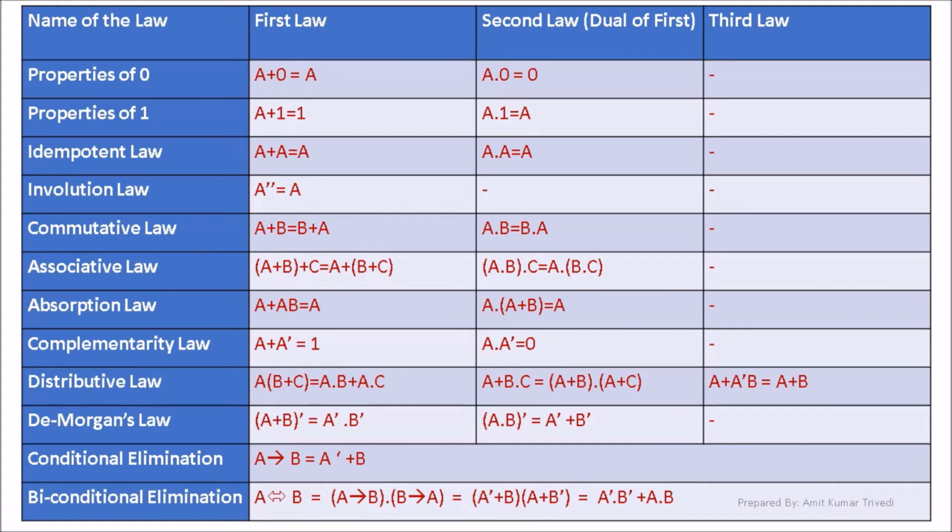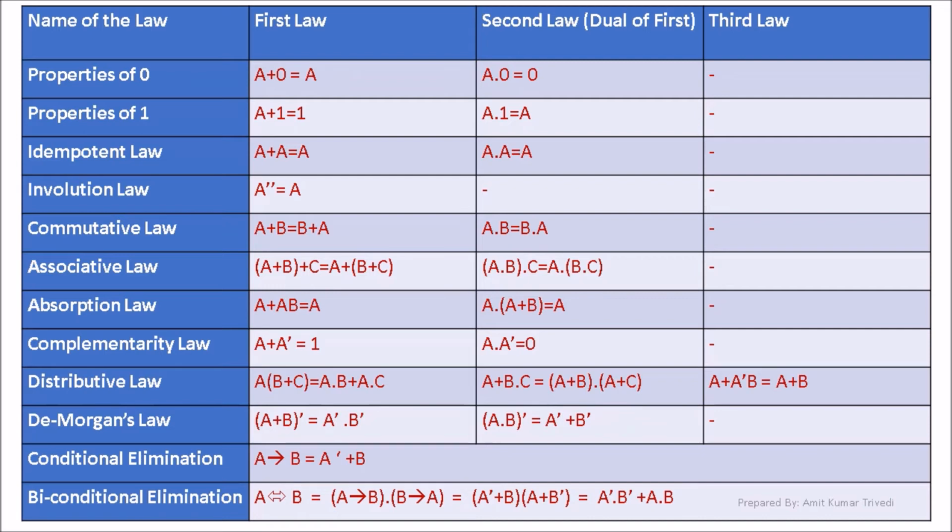Third distributive law is a plus a complement dot b equals a plus b. Then De Morgan's law, that is (a plus b) whole complement equals a complement dot b complement. Second is (ab) whole complement equals a complement plus b complement. We can understand its simple form: break the line, change the sign. Here the line is the complement.